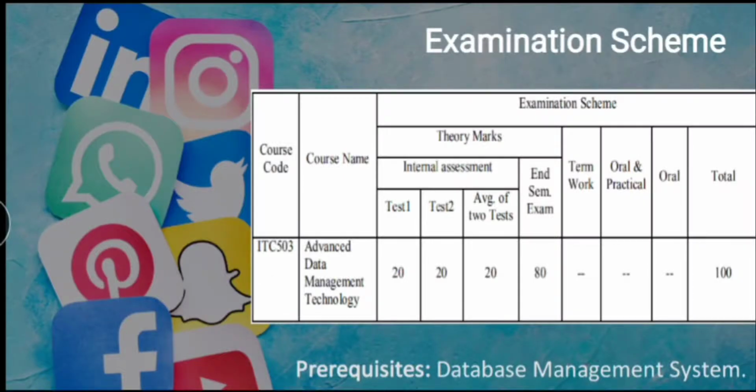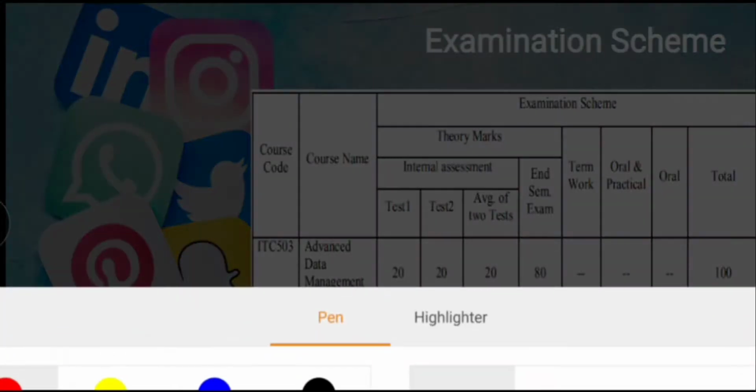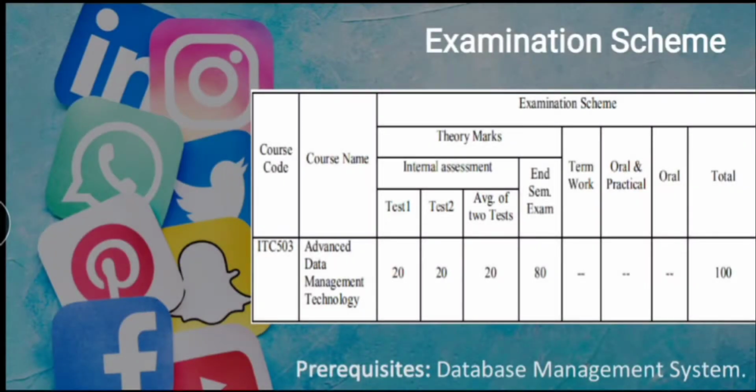And this is the examination scheme. You can see for test 1, it is a test of 20 marks, second test of 20 marks, and the average will be for 20 marks. Then it has an 80 marks end semester exam, okay, and the total is 100 marks.